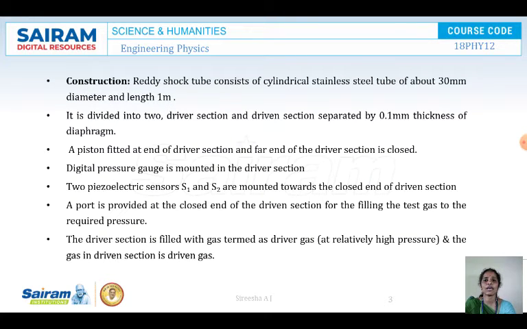See, the same thing I have explained. A Reddy shock tube consists of a cylindrical tube of about 30 mm diameter and a length of 1 meter. As I told you, 50 centimeters is the driver section and 50 centimeters is the driven section. It is divided into driver and driven sections, separated by a diaphragm of 0.1 thickness. The piston is fitted at the driver end and the far end is closed.